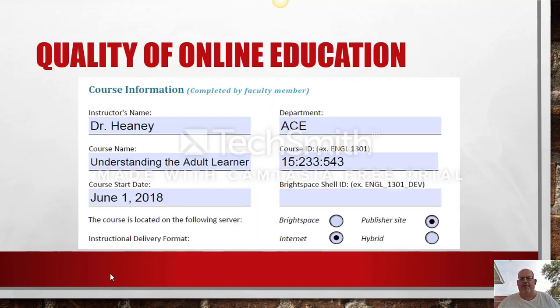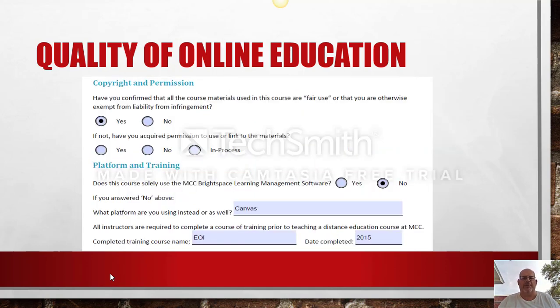Heaney, Department's ACE, Internet, it's going to be on there, publisher site, because we're not using Brightspace, we're using Canvas. Right here, everything so far that I've seen has been fair use and is not infringing, no copyright infringement whatsoever. We're not using Brightspace, which we've gone to at MCC, so I have down Canvas. And then training. So we, as online educators at MCC, have to go through an online teaching course to be certified and be able to teach online, and that's called Effective Online Instruction, or EOI. Mine was completed in 2015, so Dr. Heaney, I gave you that date.